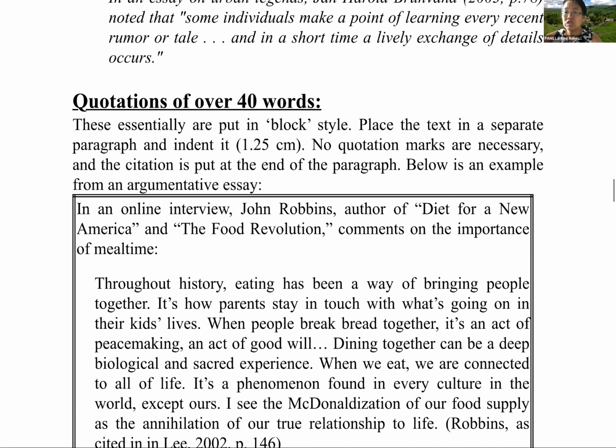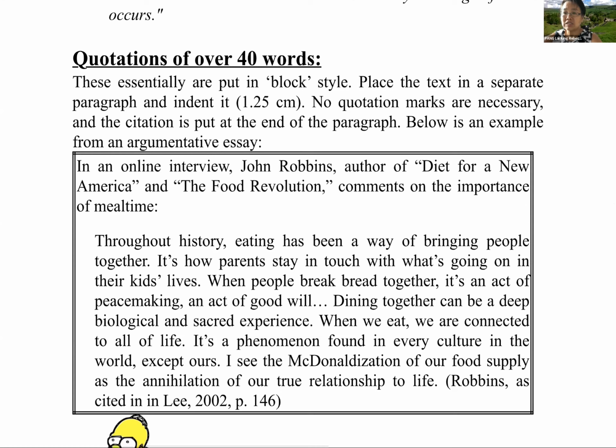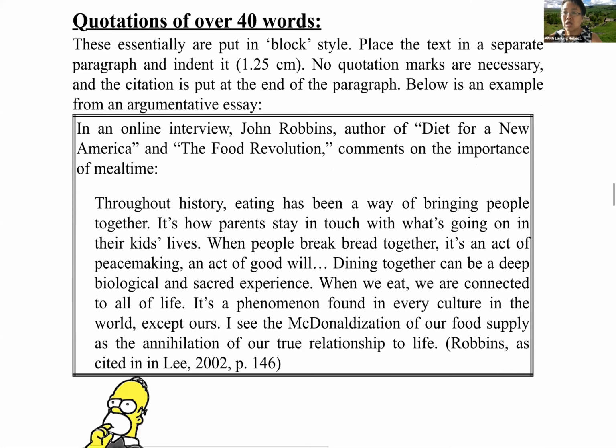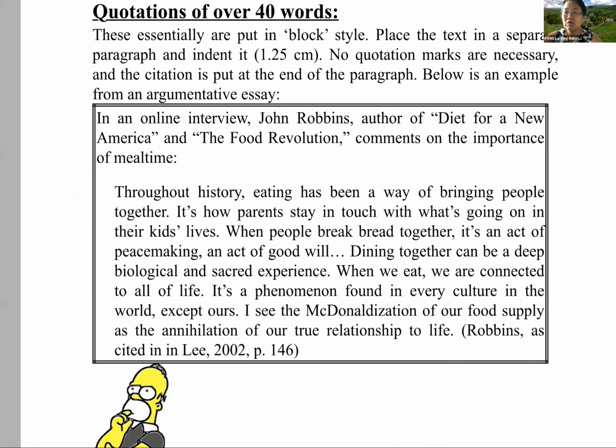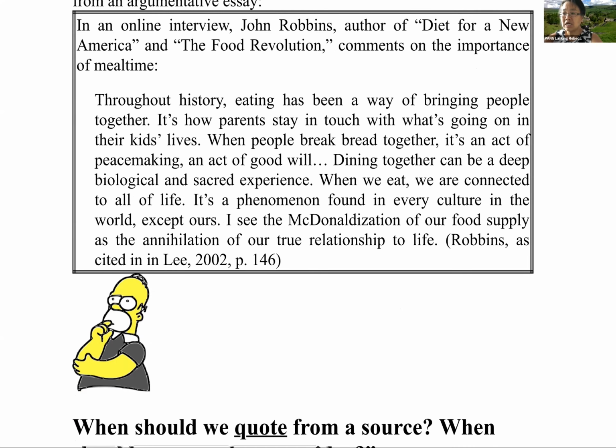How about if the quotations are very, very long, almost like a paragraph long? Now, in this case, if the quotations are more than 40 words, what you do is to use the block style. Block style, that means like this. You don't need to use any quotation marks at all, but use the indented paragraph. And it's very precise here. It says 1.25 cm, all right? So maybe you just tap the enter 5 times. It's about 1.25 cm. And make it indented. No punctuation marks, no quotation marks, but put in the in-text citations at the end.